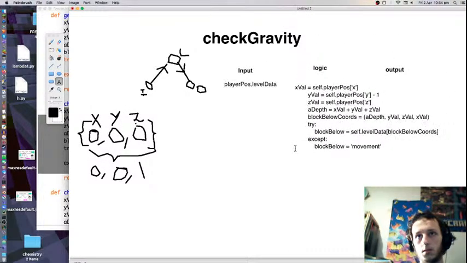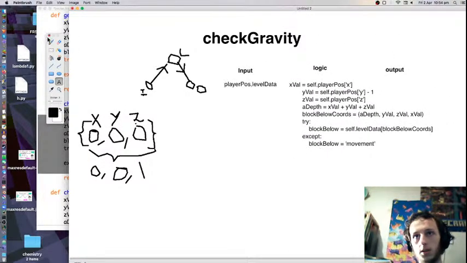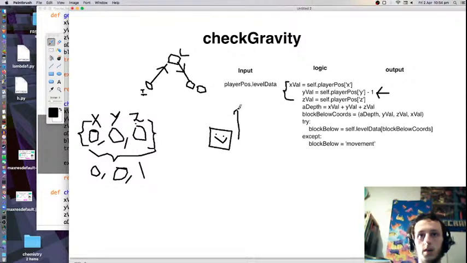So that's our logic. We could break down the logic if we wanted, but essentially we're creating some reference values here. We're creating the reference at the same position as the player at X, the same position as the player at Y, but Y minus 1. So if this is the player here, this is the Y dimension. We're creating a reference below the player. Essentially we're saying this is our point of interest, one block below the player.